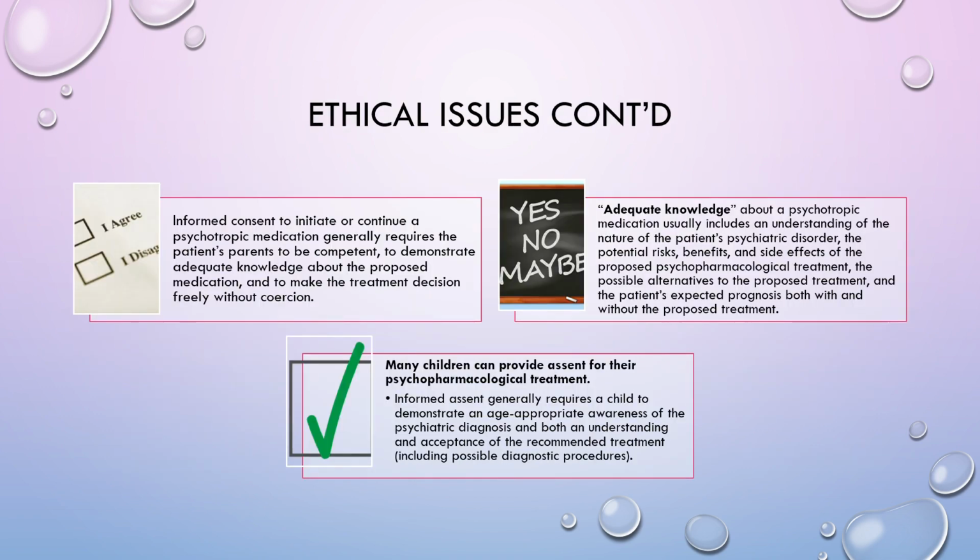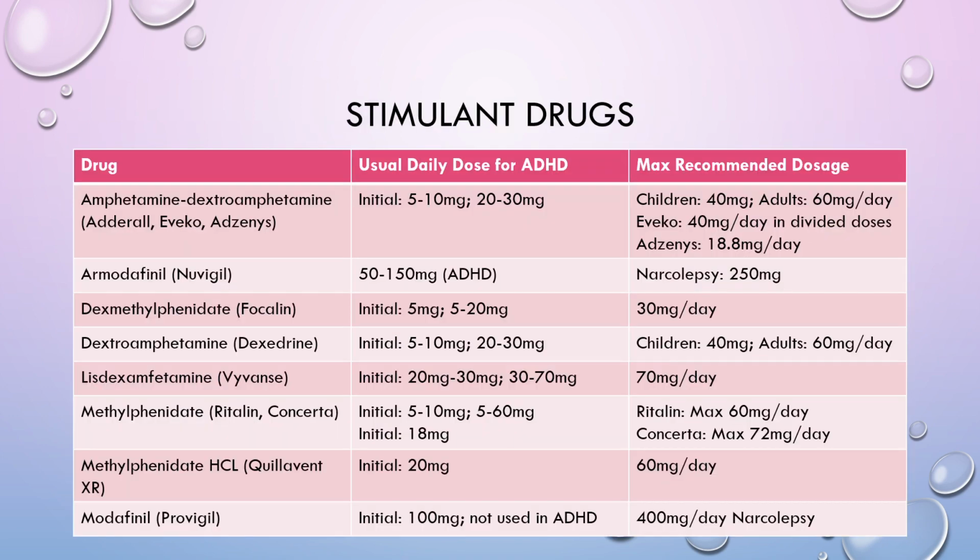All right, some more ethical issues continue. As I mentioned, you need the informed consent, making sure they have adequate knowledge, understanding the nature of their disorder, potential risks, benefits, and side effects of the medication. Okay, what's the expected prognosis? Hopefully, the earlier we can catch this, maybe the better the prognosis. It just depends. Non-compliance is very high in this field, which makes it more difficult. And then I already mentioned age-appropriate awareness, so look into your state's age for medical consent.